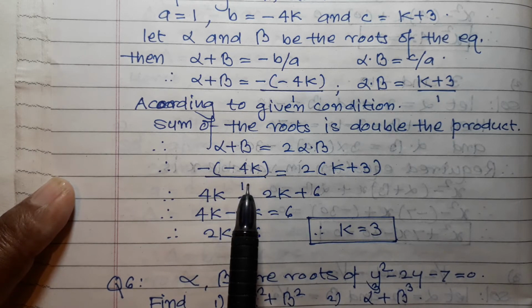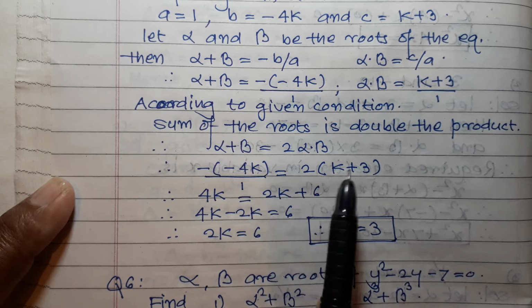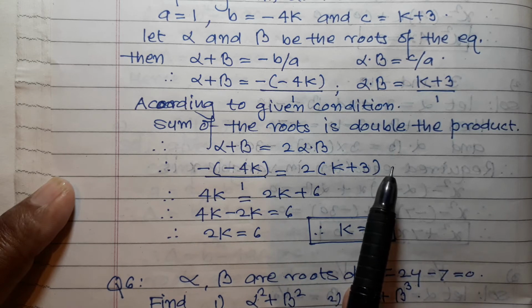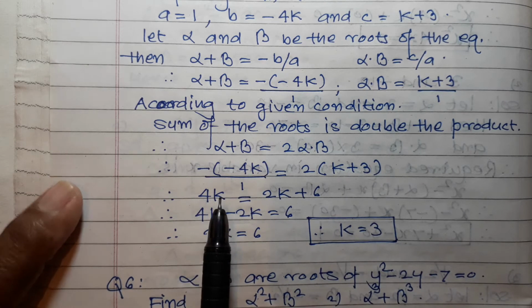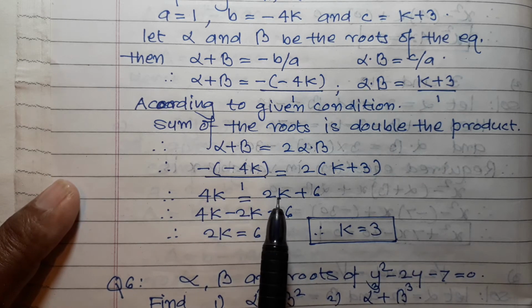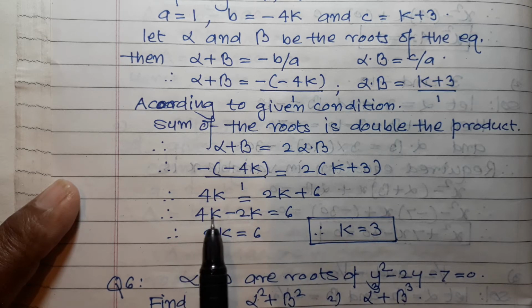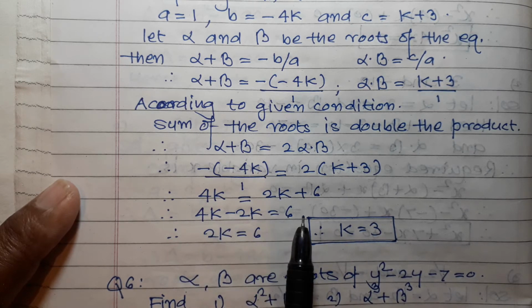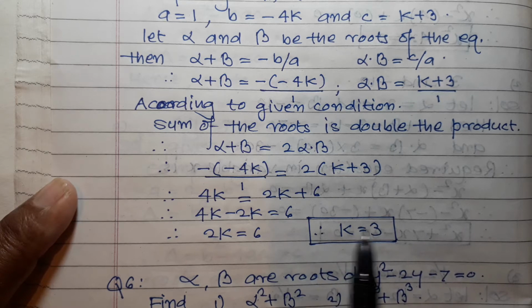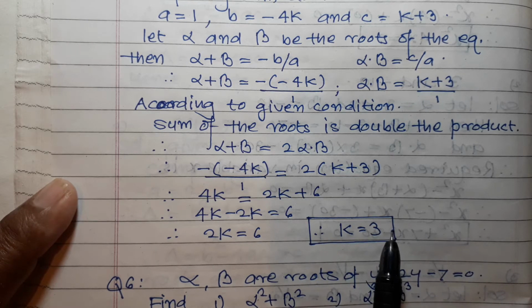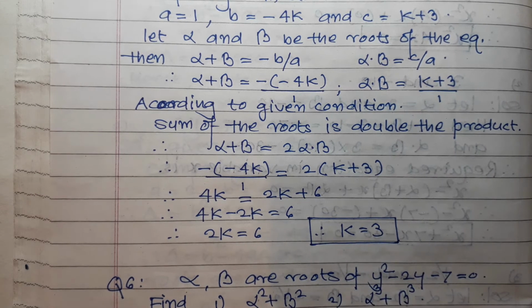Then simply you substitute values, and therefore minus into minus 4k upon 1 is equal to 2 into bracket k plus 3, and then simplify, and therefore 4k is equal to 2k plus 6. This 2k you transfer on this side, 4k minus 2k is equal to 6, and therefore 2k is equal to 6, and hence k is equal to 3. Okay.